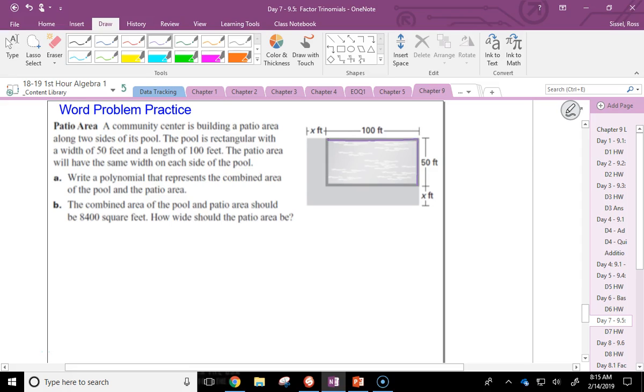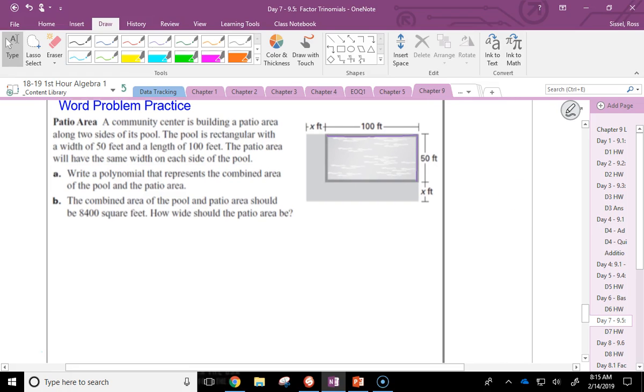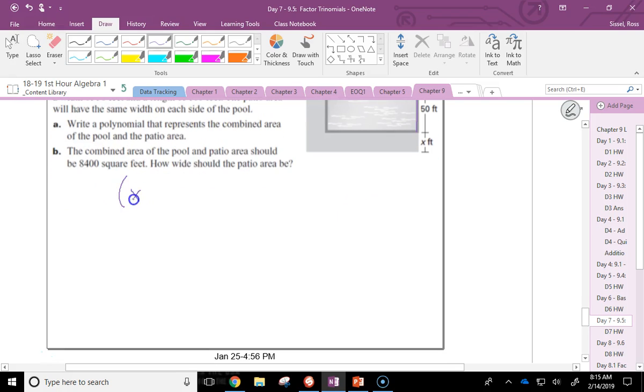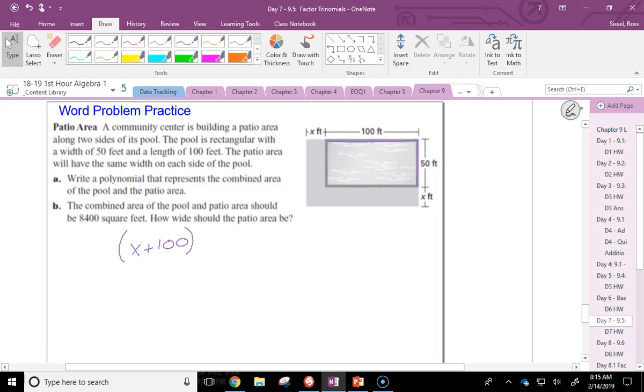So this is the nice thing. They went ahead and they drew the picture for us. If they do not have a picture, please draw the picture. It helps visualize it. If this is the length, I have to write a polynomial for the combined area. So, what is my length going to be? What is the length of my pool? 100 plus x, or x plus 100. Sure. So, x plus 100. Because the length was 100 plus the x. And we're finding area, so we're going to times that by x plus 50.